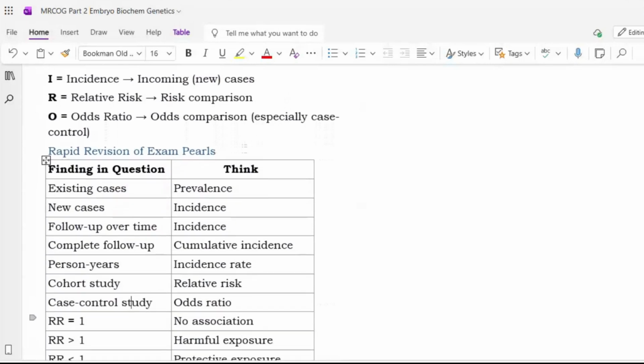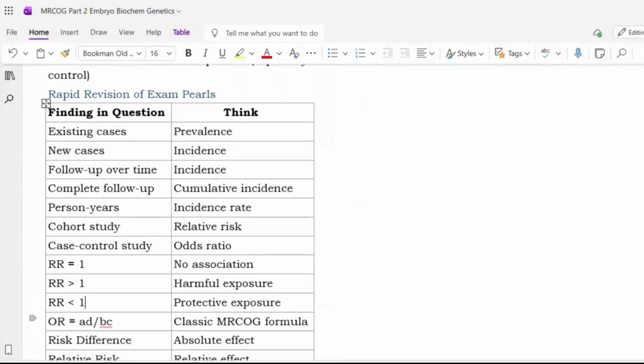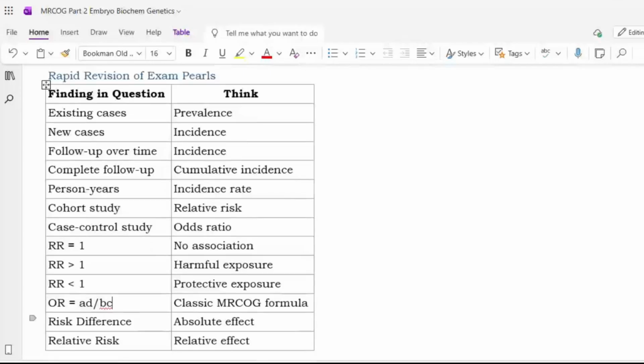Follow-up over a period of time, again incidence. Complete follow-up is the cumulative incidence. Person year is the incidence rate. Cohort study will give us relative risk. Case control study will give us odds ratio. RR equal to 1 means there is no association. RR more than 1 is the harmful exposure. RR less than 1 is the protective exposure.